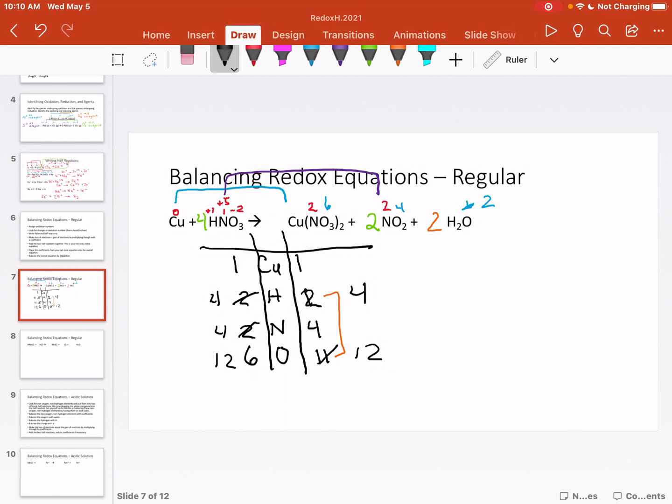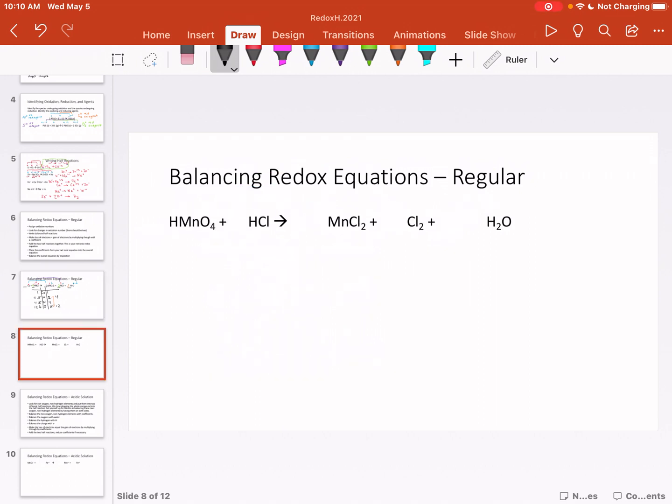So you'll see that my coefficient ratio is 1 to 4 to 1 to 2 to 2. I have the lowest whole number ratio of coefficients, and that's the definition of a balanced equation. Let's look at another example. Go ahead and see if you can assign oxidation numbers to all the elements in the compound.